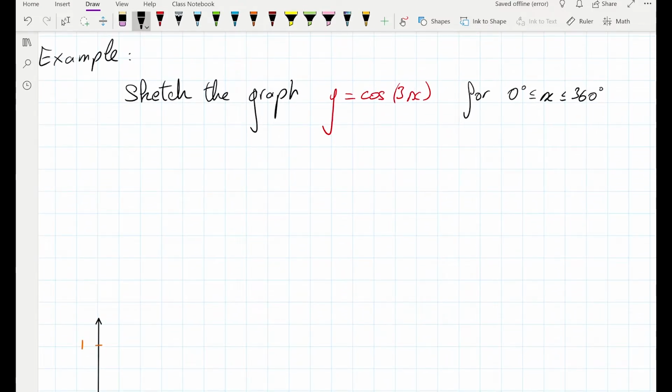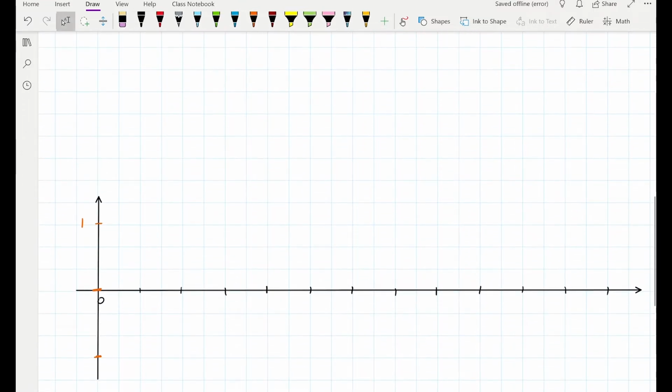So my example is to sketch the graph y equals cosine of 3x for x between 0 and 360. Here we're going to focus only on the period, as the amplitude is 1 and the axis of the curve is 0. So I can already put my maximum and my minimum on the graph. The minimum is -1, the maximum is 1, and my axis of the curve is at 0.